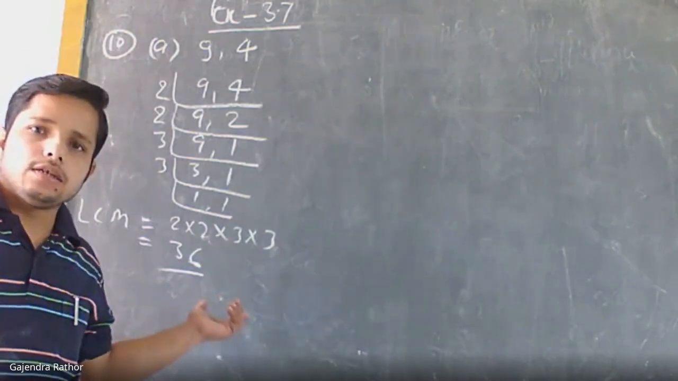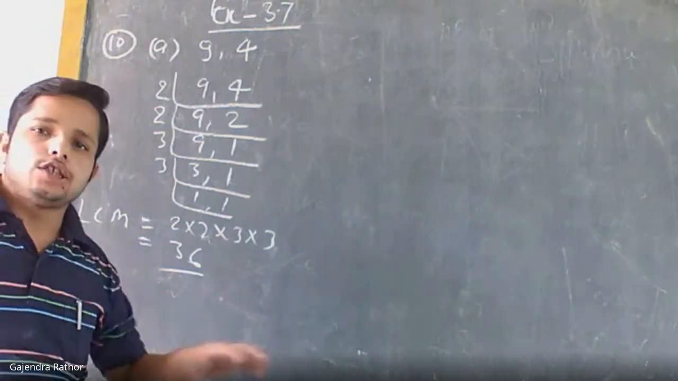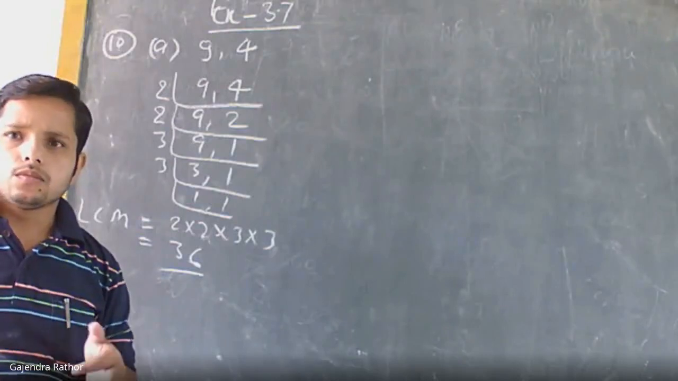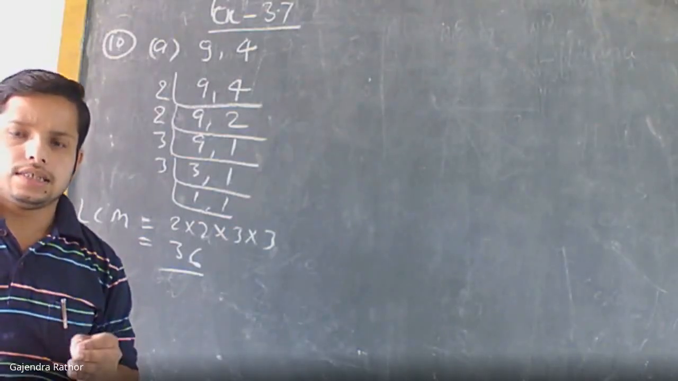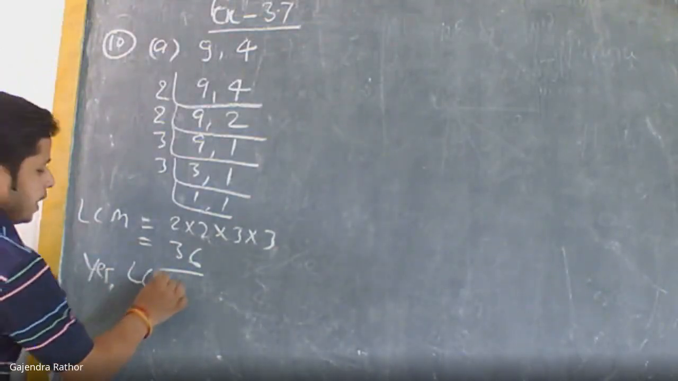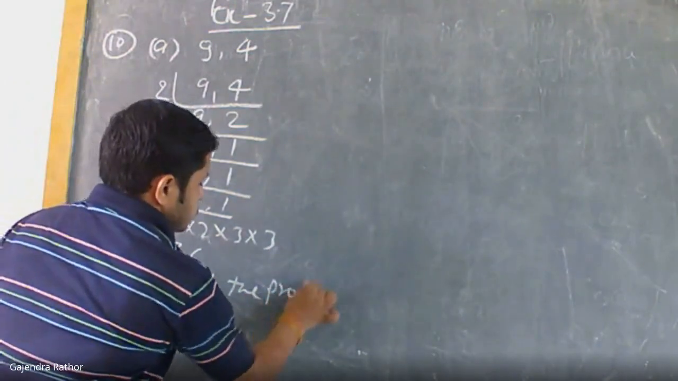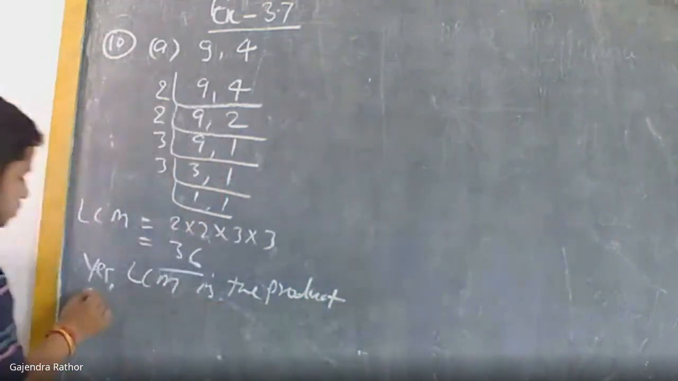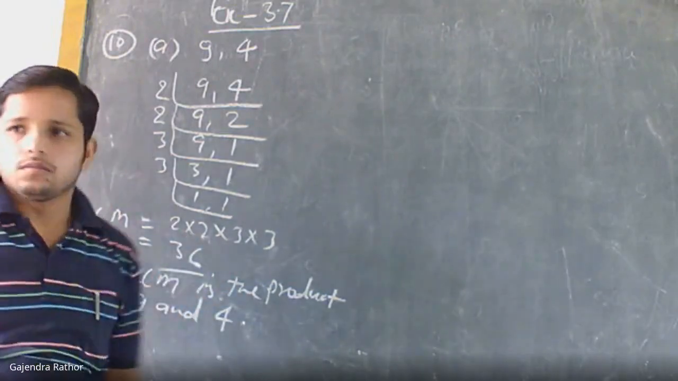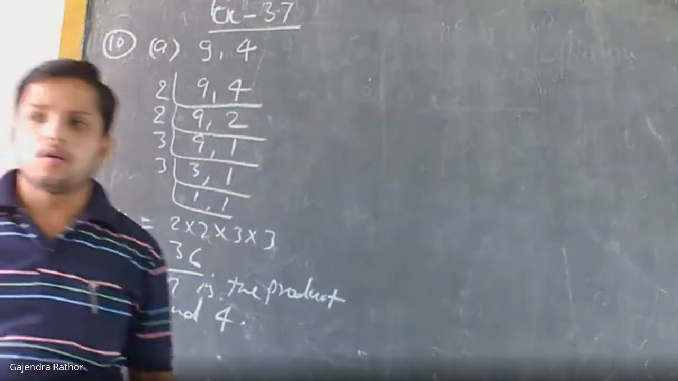So in this case, 36, the LCM of 9 and 4, is equal to the product of these two numbers, 9 and 4. Okay, so our answer is yes. Yes, LCM is the product of 9 and 4.